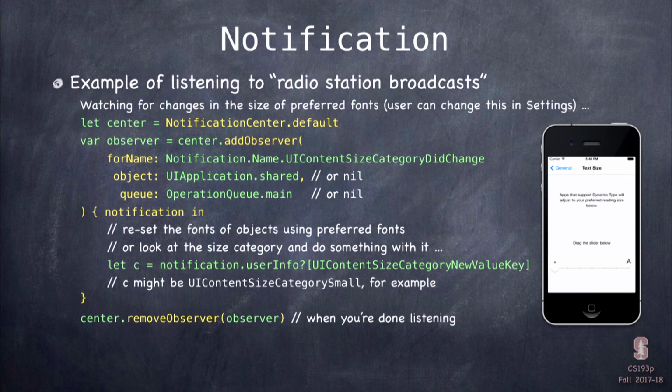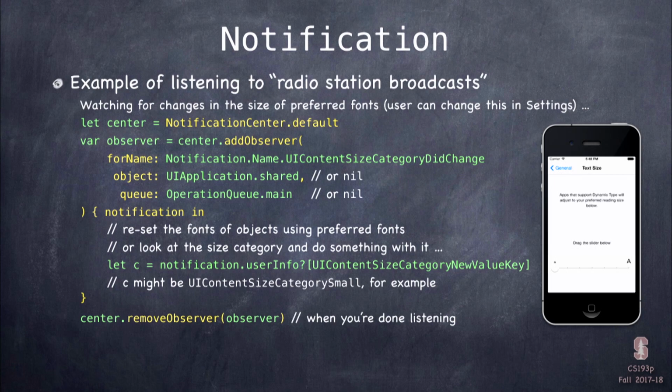All right, so here's what it would look like. We get the notification center default. We create this observer var, which we set equal to doing add observer. The name of that radio station is notification name UI content size category did change. It's kind of a mouthful, but that's what it is. We're listening for that from application.shared. That's the application object. I'm going to talk about that at the end of this lecture.